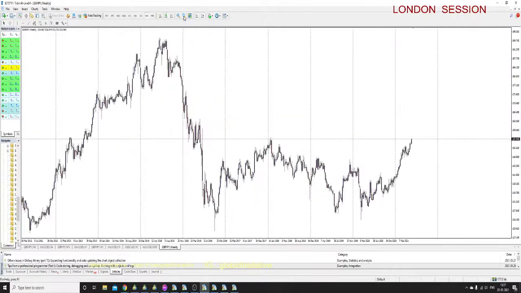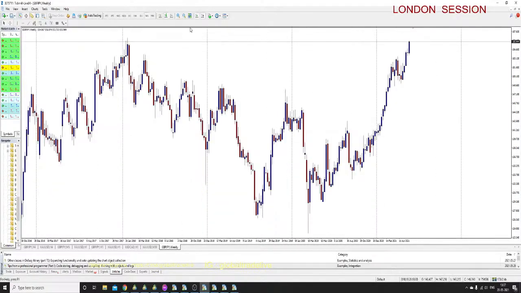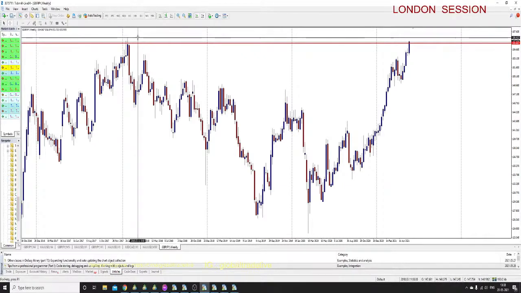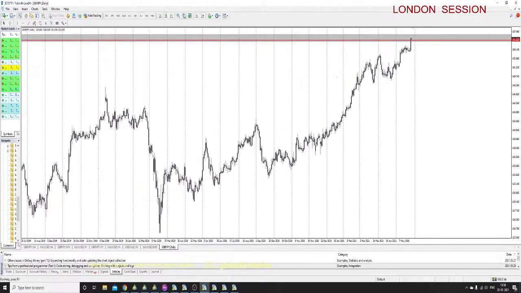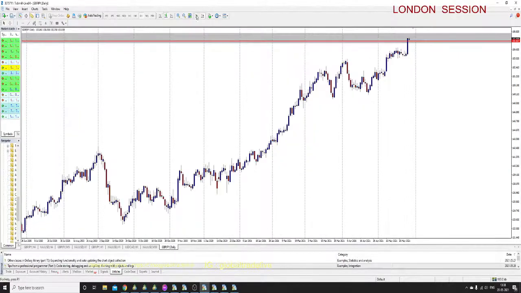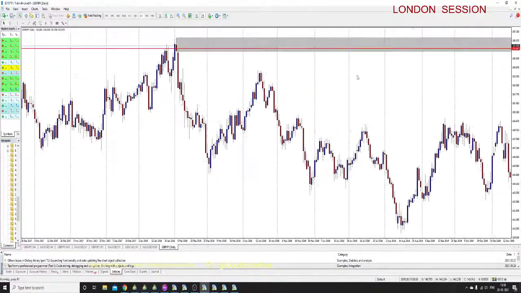Okay, so it looks like the weekly time frame is currently at this resistance over here, right? This time frame is currently at the resistance over here, and if we draw a zone, then this is the zone over here in the weekly. Let's see what we have here.